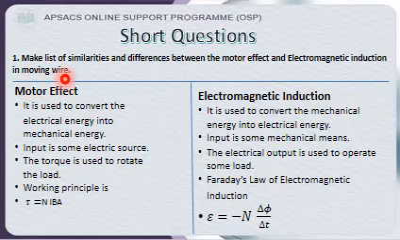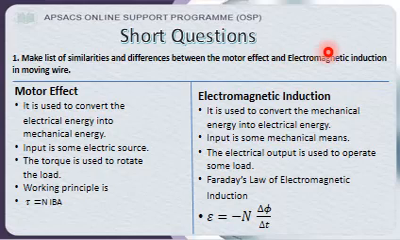We have already studied the motor effect, the AC motor and electromagnetic induction, which has another name, the dynamo effect. You have to write down their similarities as well as their differences. Number 1, these are the differences. What is the motor effect? It is used to convert electrical energy into mechanical energy, whereas for the dynamo effect, the generator effect, we use mechanical energy to produce electrical energy.